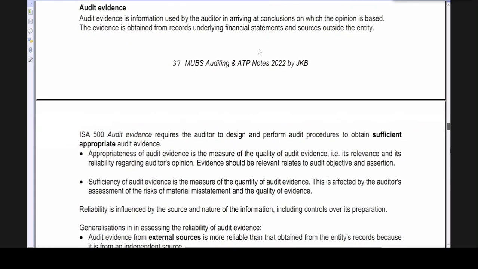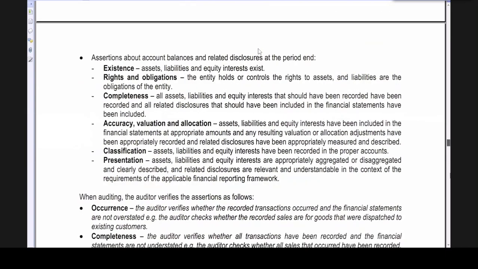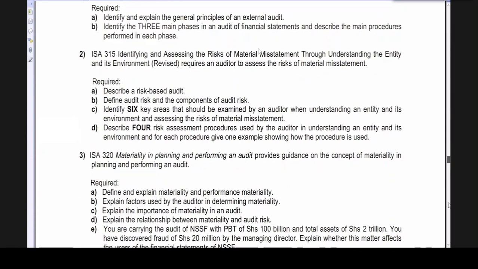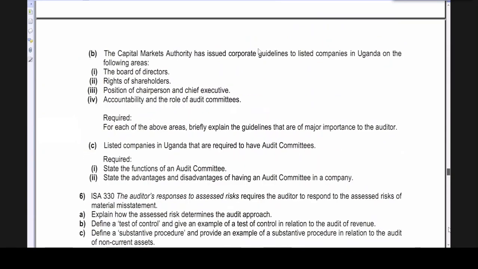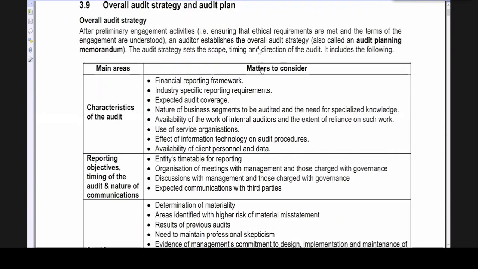Now we covered this in a summarized form. Now, guys, any questions? Good evening, sir. Good evening, Mansoor. Yes, I have a quick one.